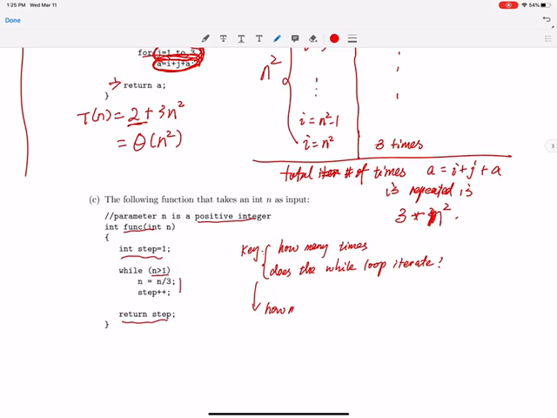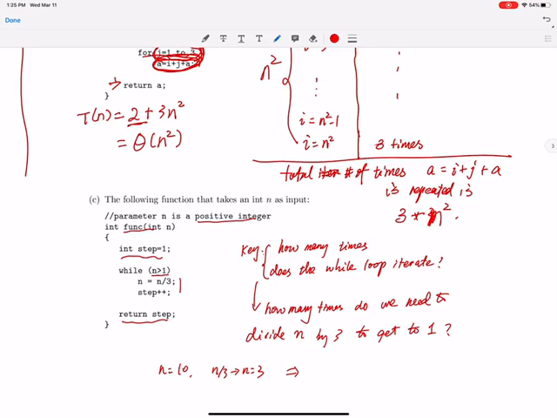How many times do we need to divide n by 3 to get to 1? Suppose, for example, n is 10. n divided by 3 will make n equal to 3, and another division will make n equal to 1. So this is one iteration, and another iteration.